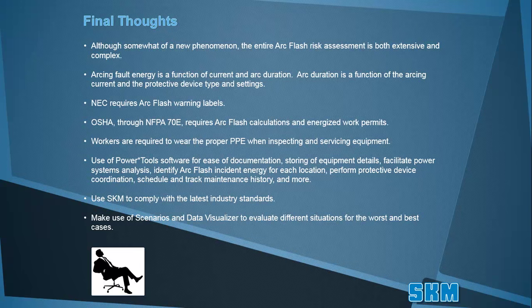Although somewhat of a new phenomenon, the entire ArcFlash risk assessment process is both extensive and complex. Arcing fault energy is a function of current and arc duration. Arc duration is a function of the arcing current and the protective device type and settings. NEC requires ArcFlash warning labels. OSHA, through NFPA 70E, requires ArcFlash calculations and energized work permits. Workers are required to wear the proper PPE when inspecting and servicing equipment.